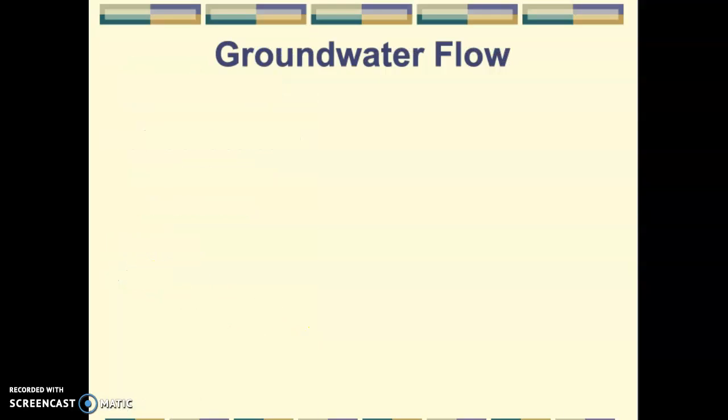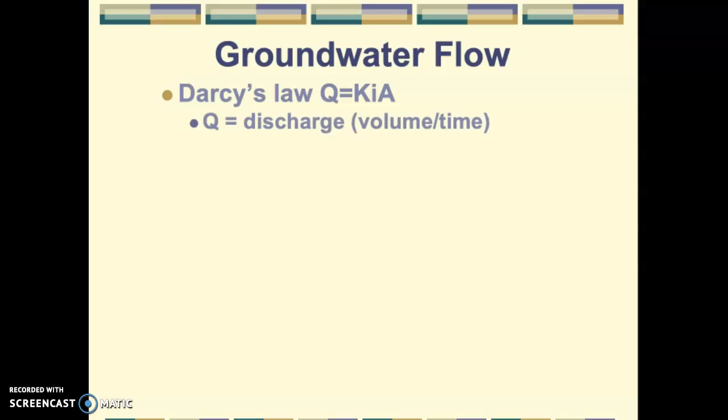So in lab, we're going to spend some time calculating groundwater flow. So I'll just put the equation up here so you can see it. If you watch this, you'll be able to answer some of the questions I ask in lab. This is called Darcy's Law. Q equals KIA. Well, what does that mean? Well, Q is discharge. It's the volume of water over time. And the rest of the equation tells us what controls that flow.